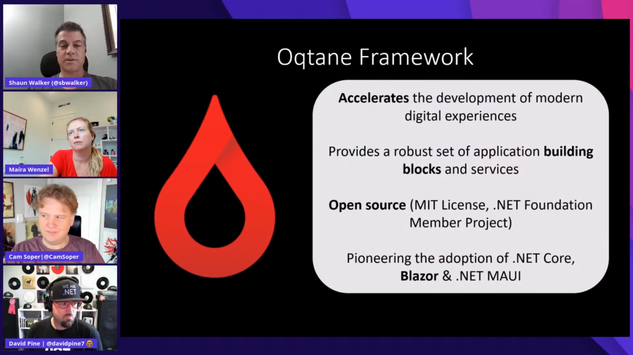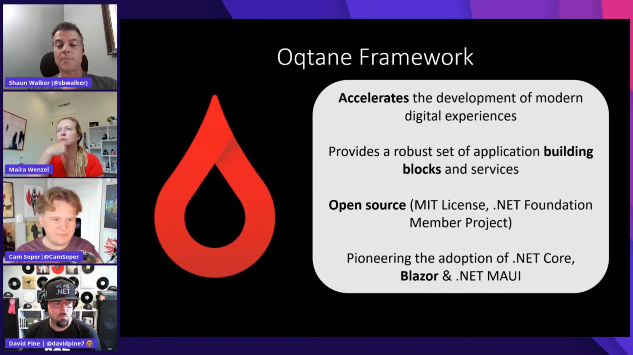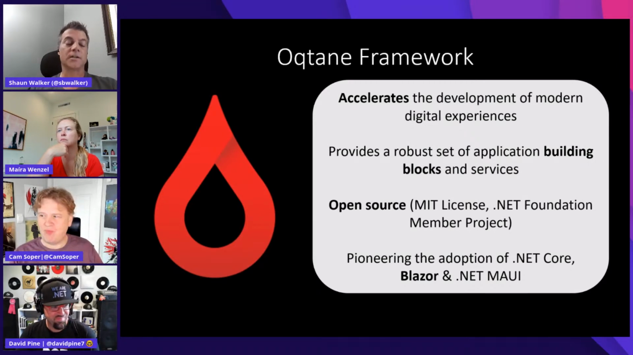So that led to the introduction of Oqtane. The high-level goals were to accelerate the development of modern digital experiences. And it does that by providing a set of building blocks and services that you can utilize in your applications. It's fully open source, licensed under an MIT license, and it's been a member of the .NET Foundation for, I think, about 3 years now. And really, since the very beginning of Blazor, it's been pioneering the adoption and usage of Blazor because it really takes advantage of the Blazor component model as part of its modular capabilities.